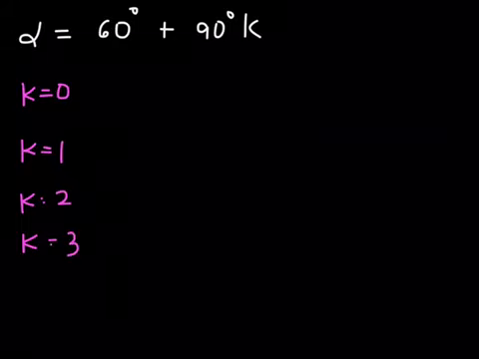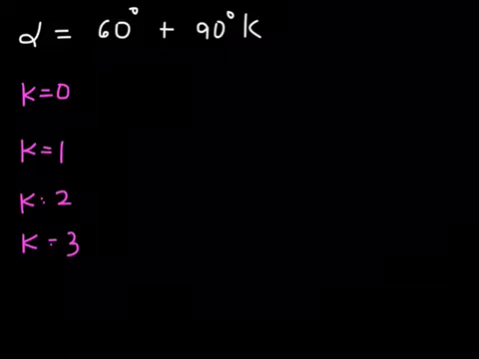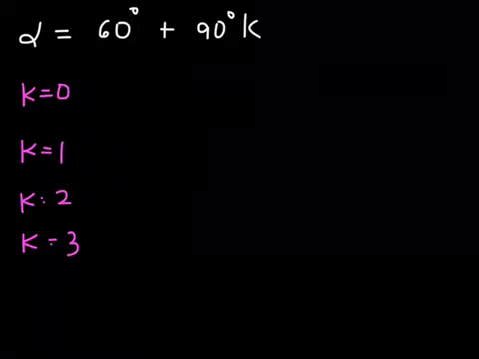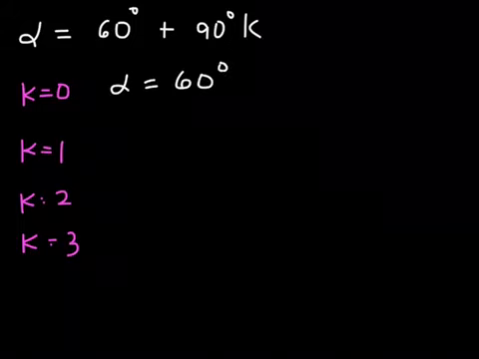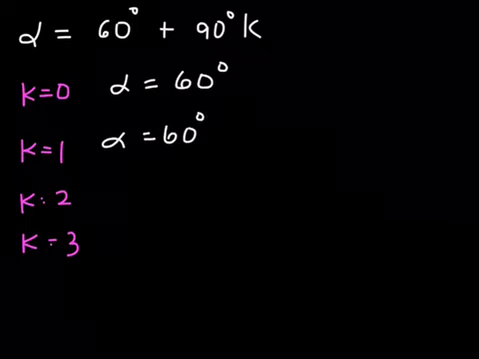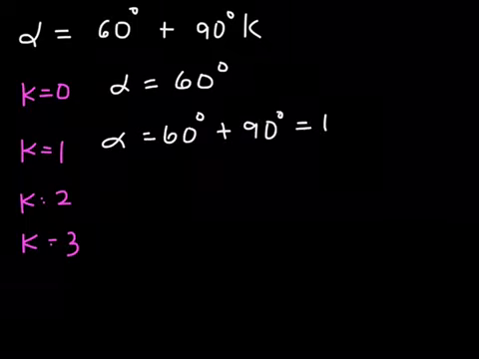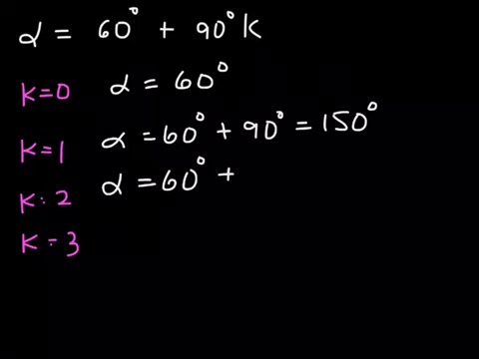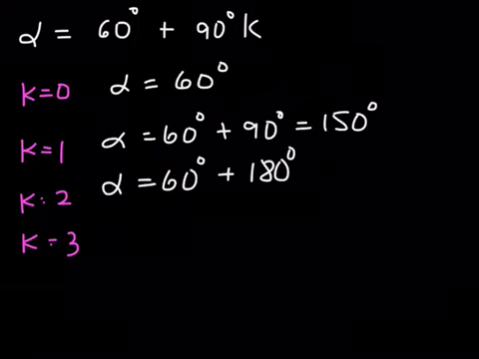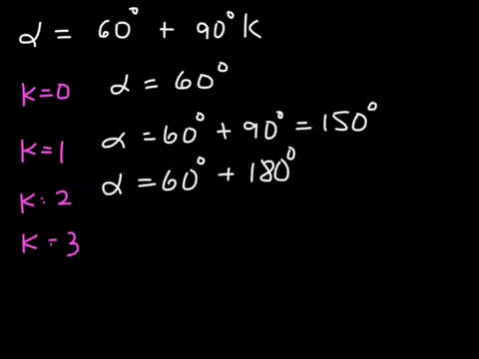I'm going to stop right there because n is 4. I'm finding fourth roots, so I want to stop at n minus 1, 4 minus 1, which is 3. Don't go any further, because then you'll start repeating solutions. So when k is 0, alpha is simply 60 degrees. When k is 1, alpha is 60 degrees plus 90 degrees, which is 150 degrees. When k is 2, alpha is 60 degrees plus 180 degrees, because 90 degrees times 2 is 180 degrees, which will give us 240 degrees.